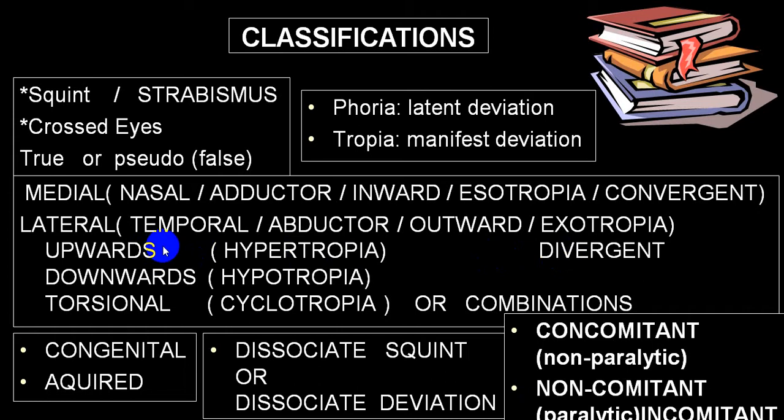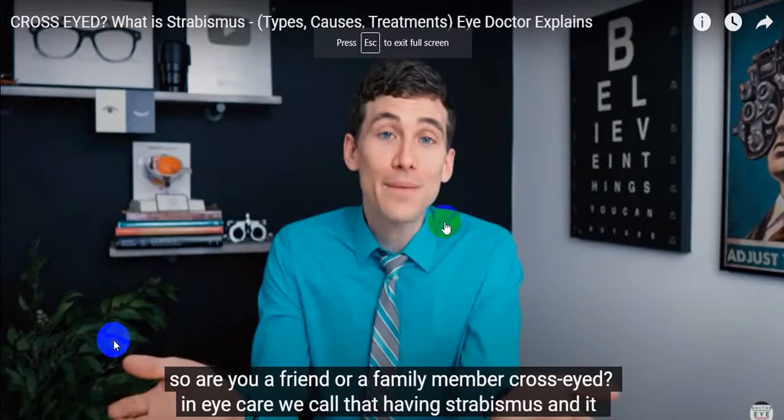If it is elevated, it is upward or hypertropia. If it is downward, it is called downwards or hypotropia. And if it is rotational, it is called torsional or cyclotropia. Or you might have a combination of two together. Depending upon the etiology, congenital and acquired, you can divide them as dissociate squint or dissociate deviation. Then paralytic, we call non-comitant or incomitant, and non-paralytic is called concomitant. These are the few terms which are very frequently utilized in squint. He is Dr. Allen, and just listen to this.